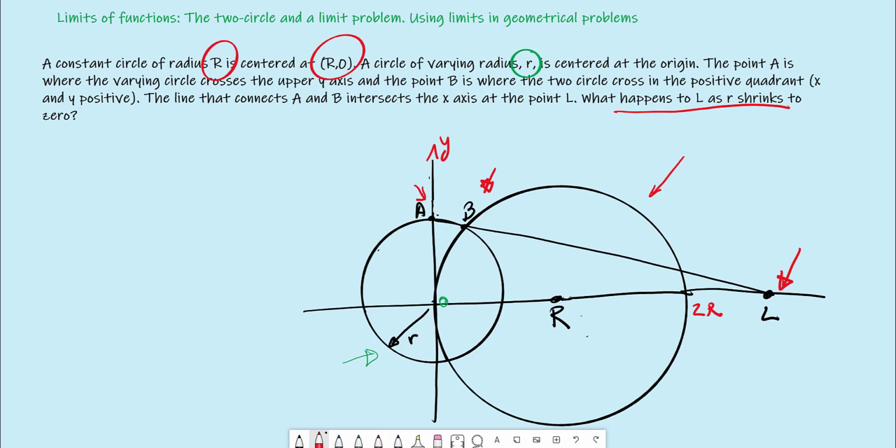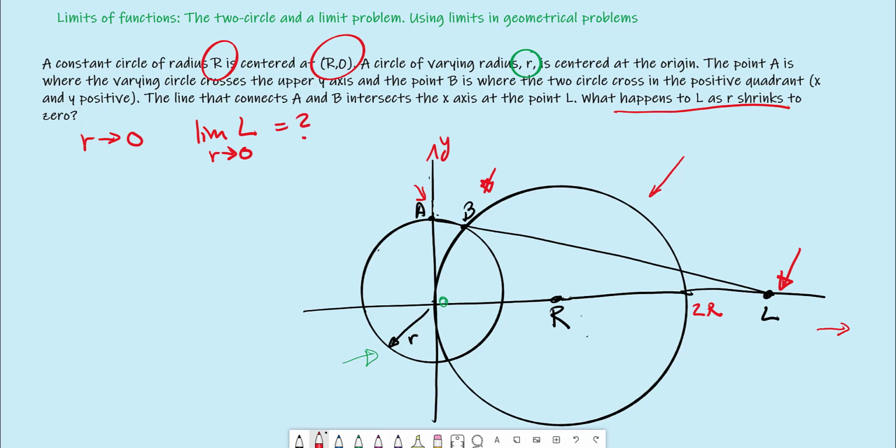And why is this interesting? Well, we can expect that as r goes to 0, as this smaller variable circle gets closer and closer to 0, our L point will go farther and farther down the x-axis. So intuitively, it looks like L will become larger and larger as r becomes smaller. Maybe it will even go to infinity. And so that is the big question: what happens to L, the limit of L, as r goes to 0?